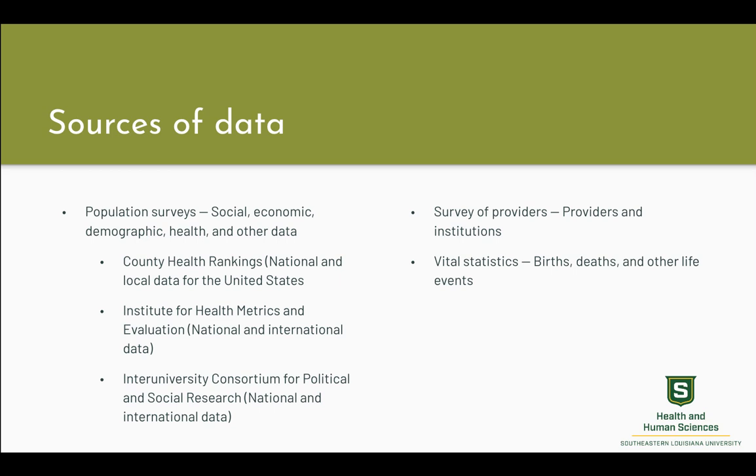Some of our sources of data can come from vital statistics. Generally, vital statistics give you data on births, deaths, and other life events, for example, cancer diagnosis. Those are the kind of information you will get from vital statistics. You can also get data from registries of diseases, for example cancer registries or HIV registries. So there are a number of sources from which we can get data.